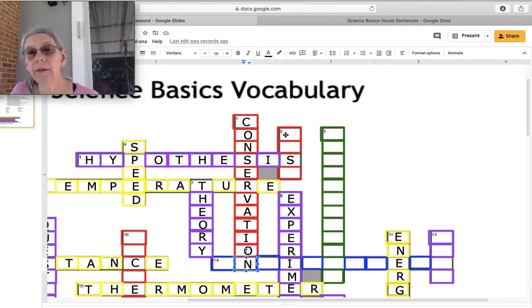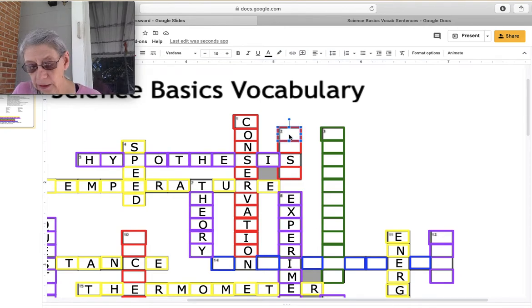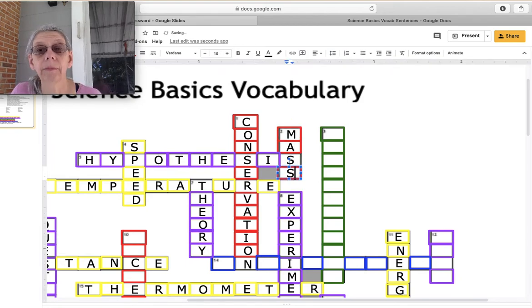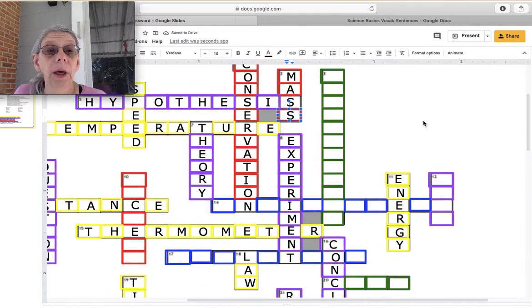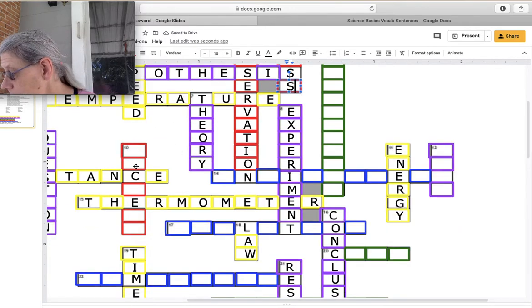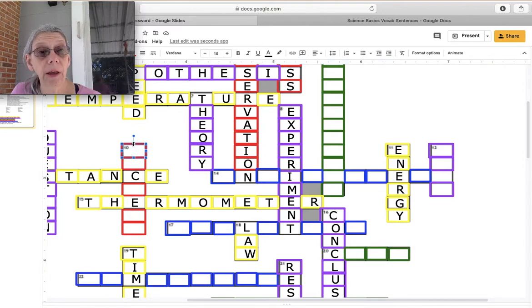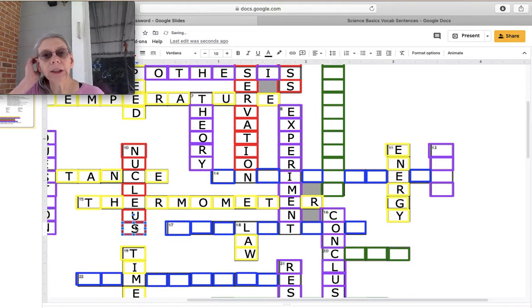All right, 2 down. The amount of matter contained in an object. That's the mass. Okay, and 10 down. The center of an atom. It could also be the control center of the cell. All right, so I could have given this to biology as well. They had other words. It's a nucleus.